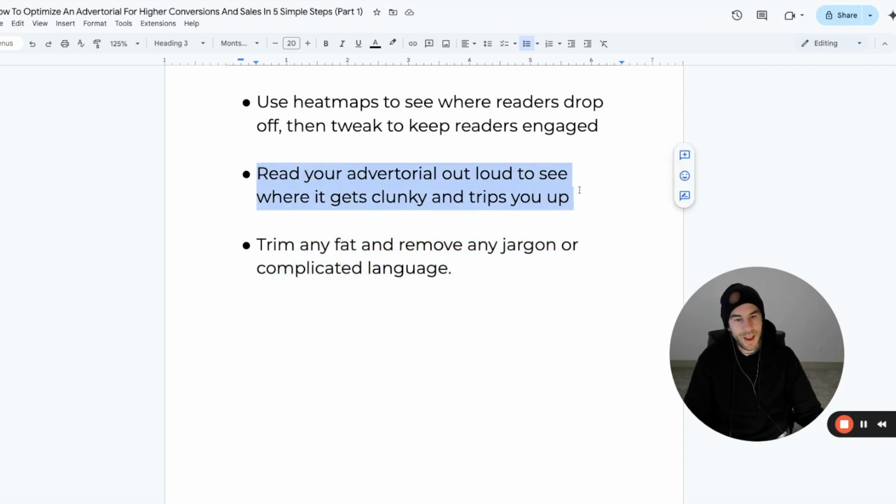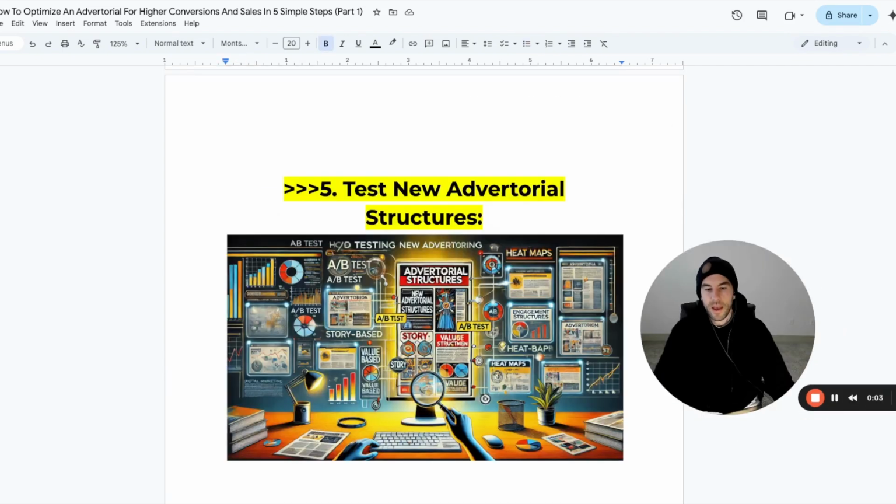So make sure that you read every advertorial that you write out loud. I know that it's going to take a little bit of time and some people won't do it, but I can't tell you how beneficial this is to find the choke points of your advertorial that people are going to struggle and stumble over and that aren't going to make sense to them. So make sure you're reading your advertorial out loud before you hit publish on it. And last but not least, we have testing new advertorial structures.